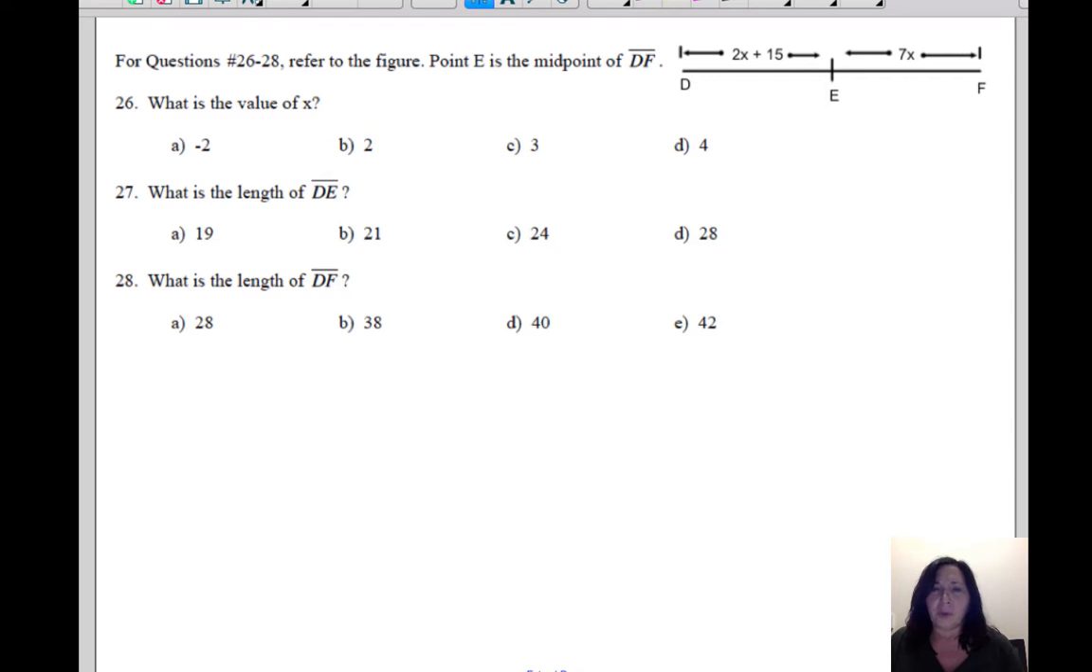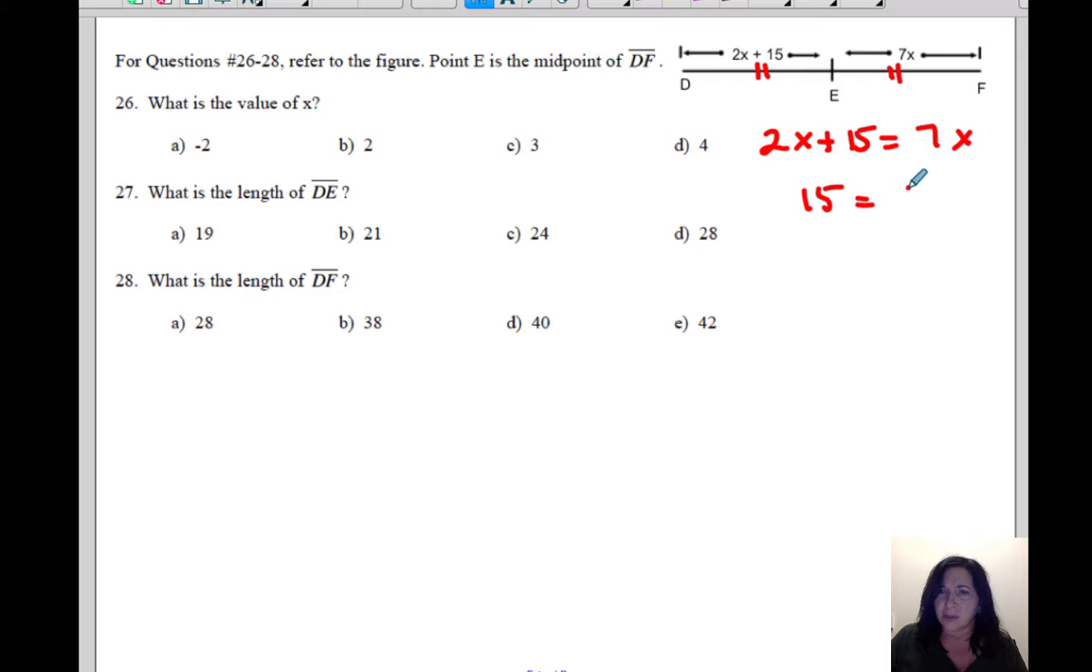Refer to the figure, point E is the midpoint. Well, if E is the midpoint, then that tells you that this length is equal to that length, right? What's the value of x? Well, I'm just going to start off by setting them equal to each other. So we have 2x plus 15 is equal to 7x. I'm going to get the x's on the same side, so I'm going to subtract 2x. So I have 15 is equal to 5x. I'm going to divide by 5. I get x is equal to 3. So the first question is just what is the value of x? So the value of x is 3.